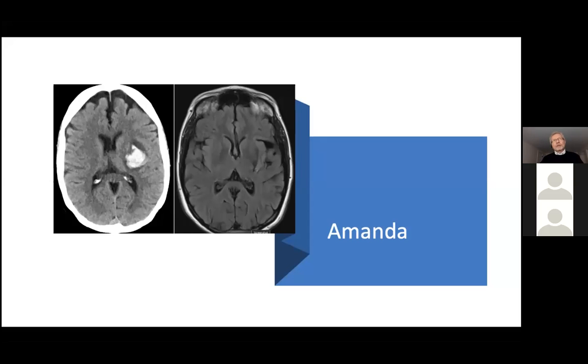So her NIH stroke scale score was actually quite low. It was just a couple of points when you examined the actual impairments she had, but her overall problems that she had as a result of the stroke were actually many.